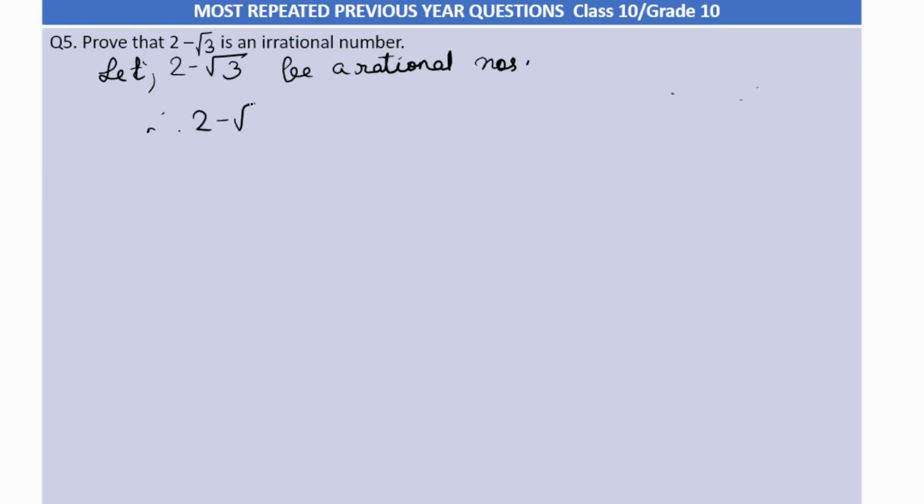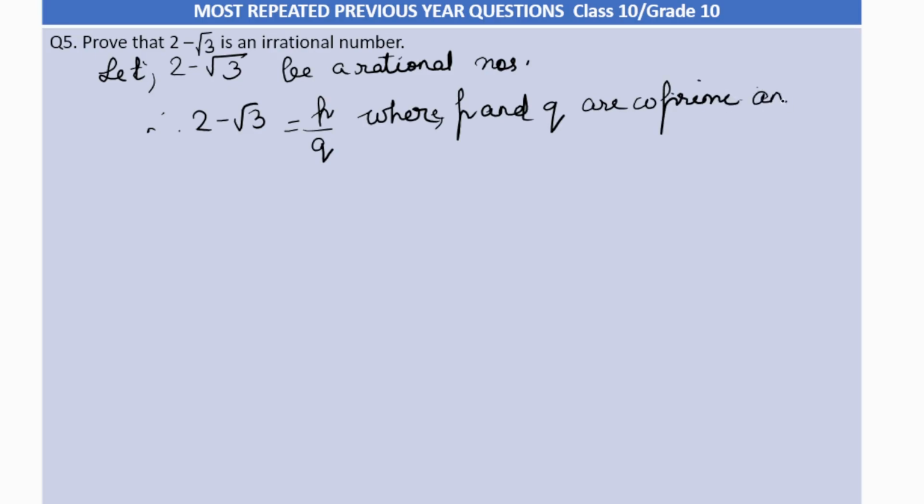So, therefore, according to the first assumption, we can write that 2 minus root 3 is equal to p by q, where p and q, what are they? p and q are co-prime integers. They do not have any factors common between them except one. They are co-prime, and q is not equal to 0. This is what the definition of rational number says. Any number which cannot be expressed in the form of p by q is an irrational number.